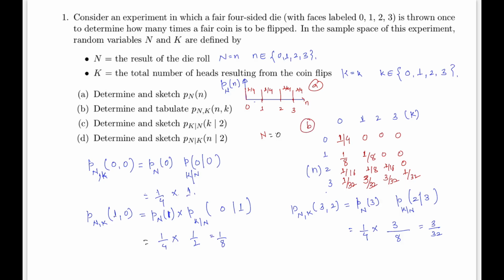Now come to this part 3, that is C, determine and sketch. So again you will have to see what PMF we are talking about. So we are talking about this PMF or the conditional PMF of this random variable k under this evidence or under this condition where this random variable n is taking the value 2.